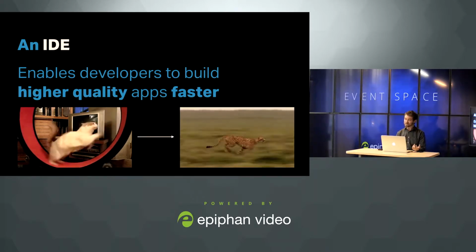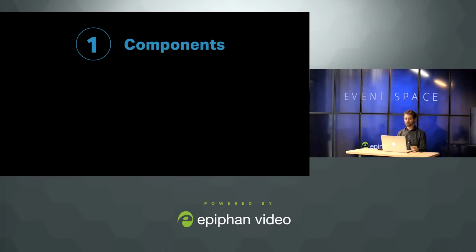Make it really fast and easy. And so there are three big ideas that we focus on in our tools. The first one is components. This idea that components, these reusable bundles of code, should be fully supported by your tools. They should be easy to create, easy to search, easy to update, and easy to share.